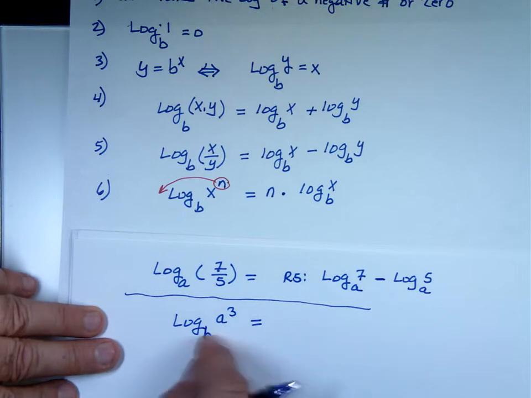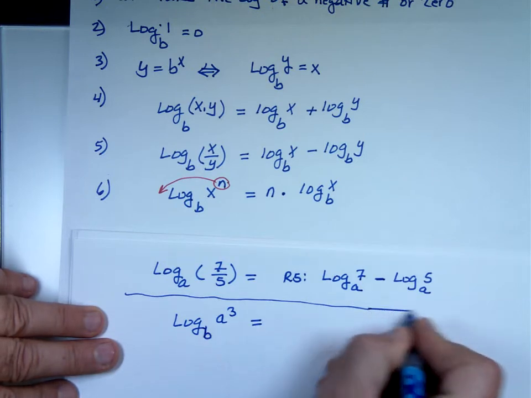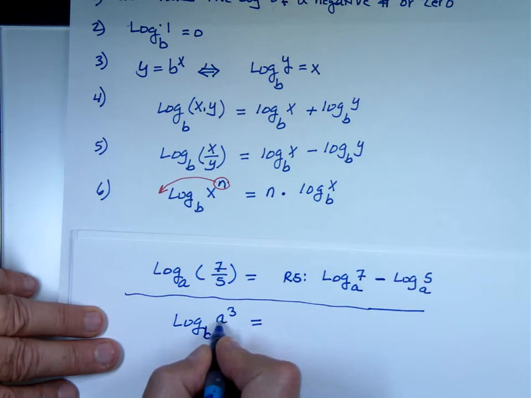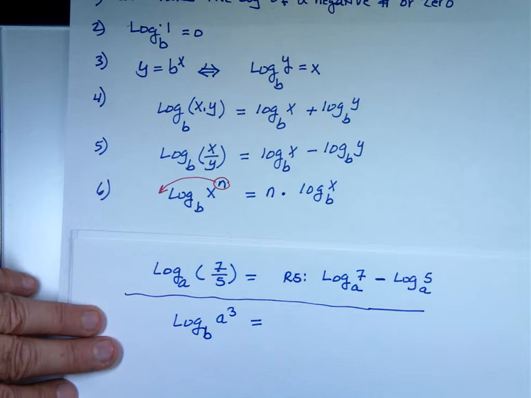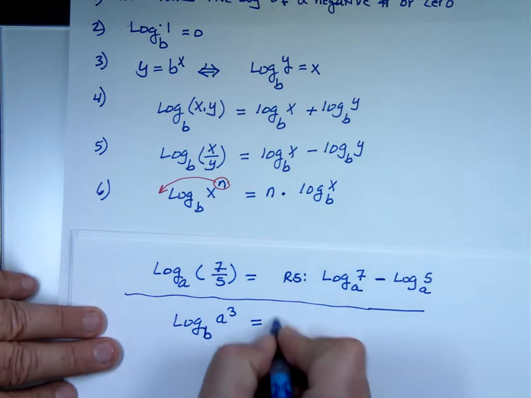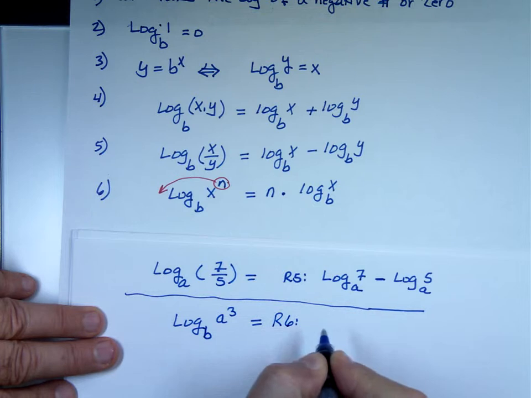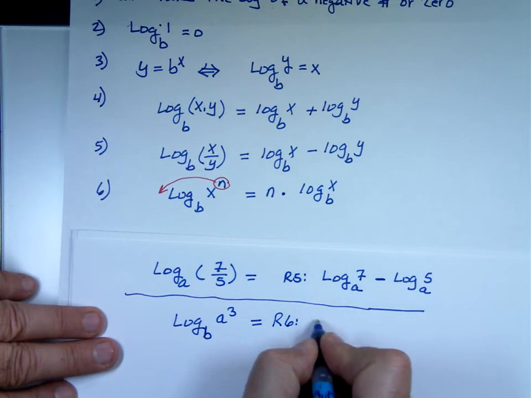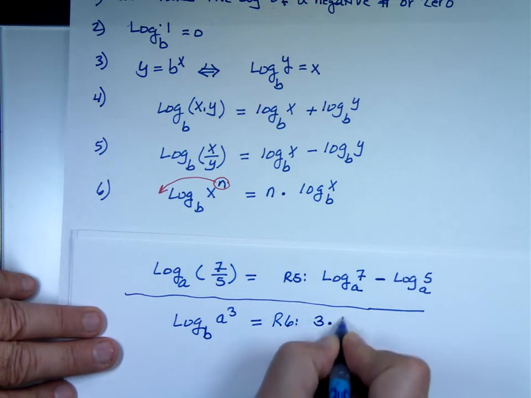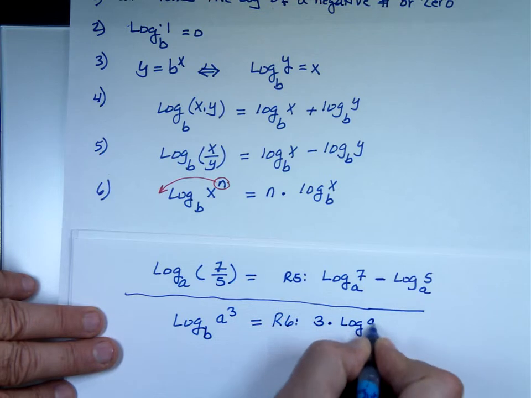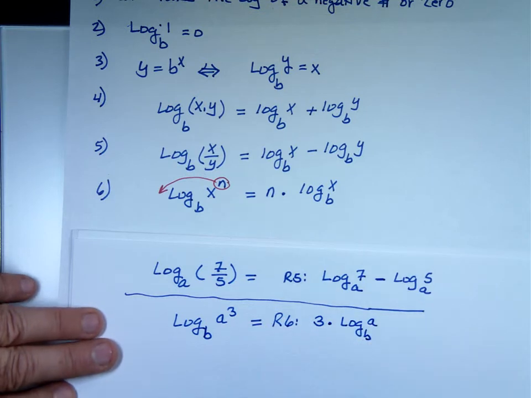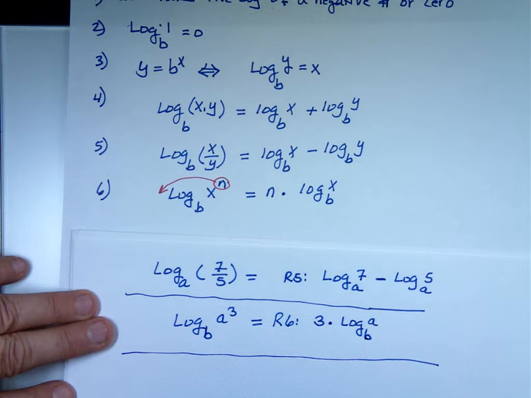Now this is log a to the third power base b. Rule 6, yep. And 6 says you can move the exponent to the front, rewrite that 3 times the log of a base b. That's it. That's all you can do with it. You don't know a or b, you can't solve it.